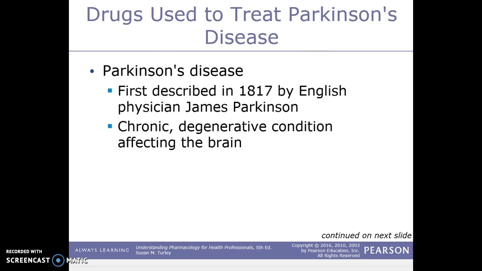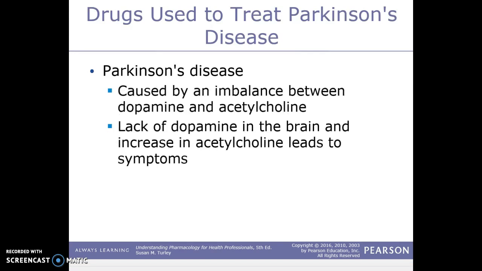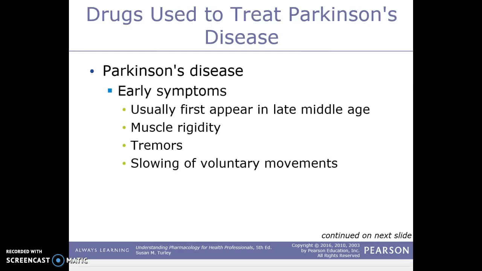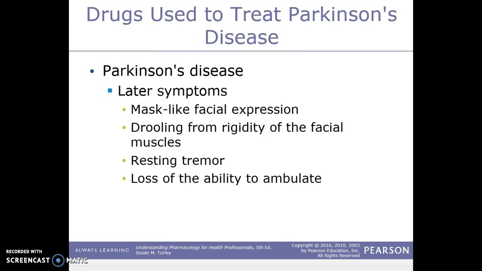Then we're going to be looking at Parkinson's disease. It is a chronic degenerative brain disease caused by some sort of an imbalance between the dopamine and the acetylcholine. And that's just going to cause more and more symptoms. Some of those early symptoms include those tremors that you might be familiar with, slowing of your different voluntary movements, things like that. And then as it progresses, you're going to see things like resting tremors, drooling, they can't move around, things like that.